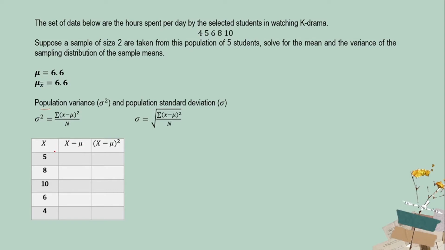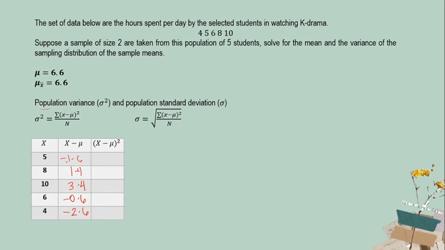So x minus mu. Since our mu, or the mean, is 6.6, we're going to subtract it from the values of x. So 5 minus 6.6 is equal to negative 1.6. Then 8 minus 6.6 is 1.4. 10 minus 6.6 is 3.4. 6 minus 6.6 is negative 0.6. And 4 minus 6.6 is negative 2.6.